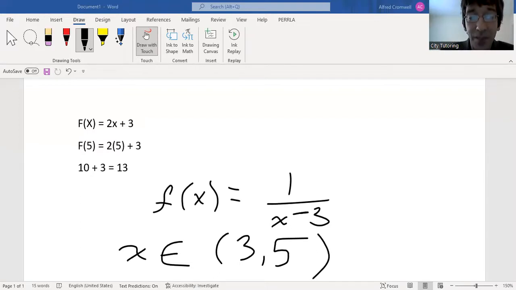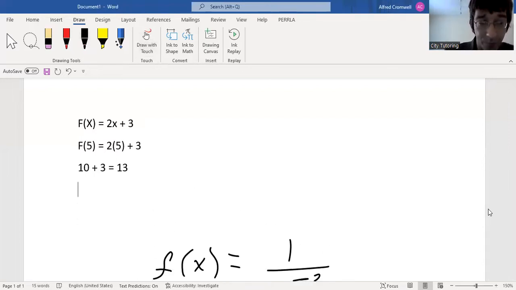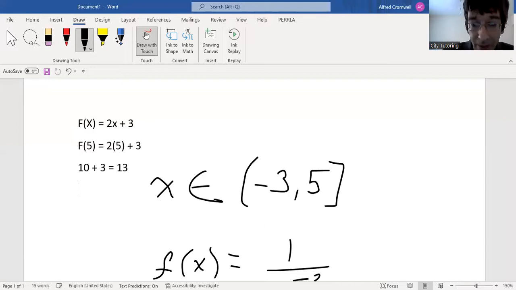For example, if I told you the statement, let's say x is in (-3, 5], with parentheses on -3 but notice I put a bracket there on the 5. That means -3 is less than x, and x is less than or equal to 5.